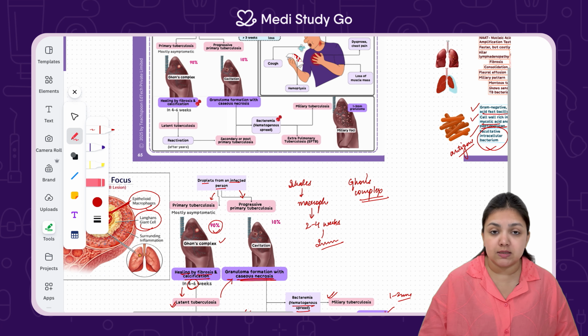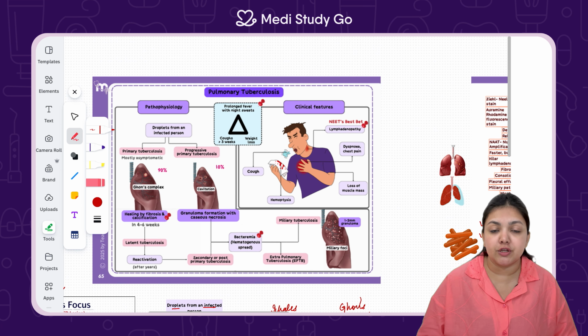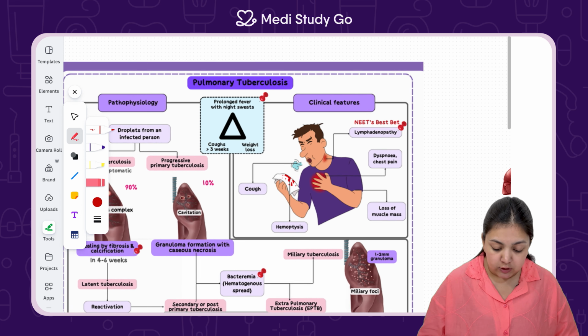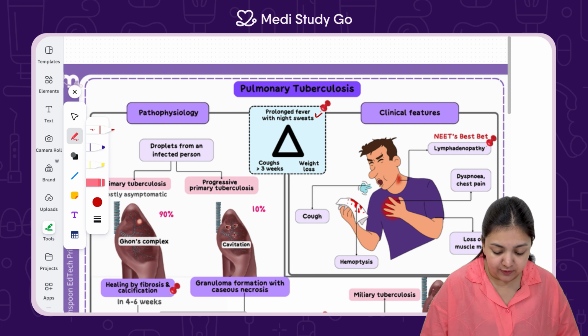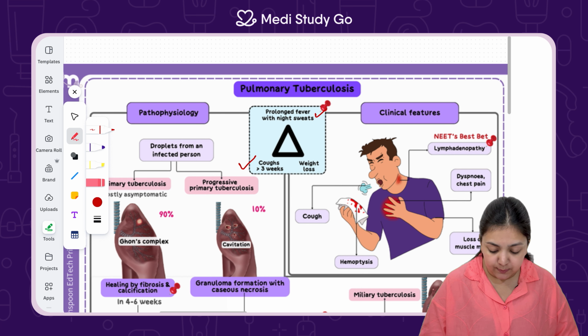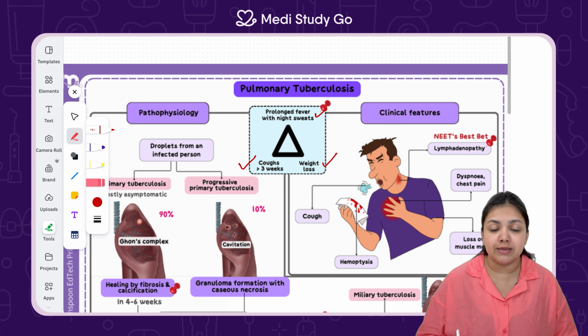After we know how the disease is spreading, we need to know what the clinical features are with which the patient presents. So there is a triad of prolonged fever with night sweats. The cough lasts for more than 3 weeks and the patient experiences weight loss because it is a situation of immunity being compromised, appetite being lost, which leads to weight loss.